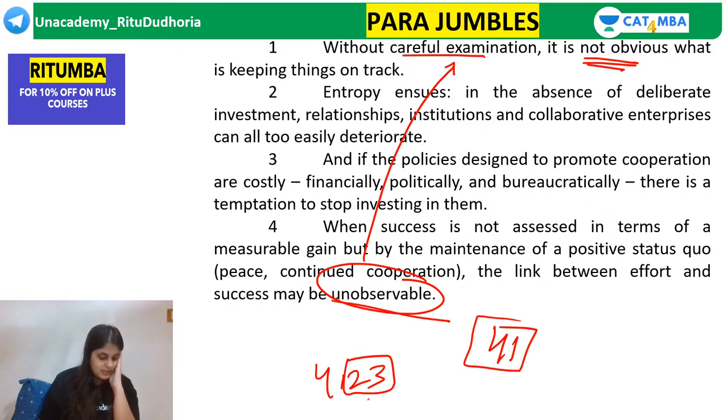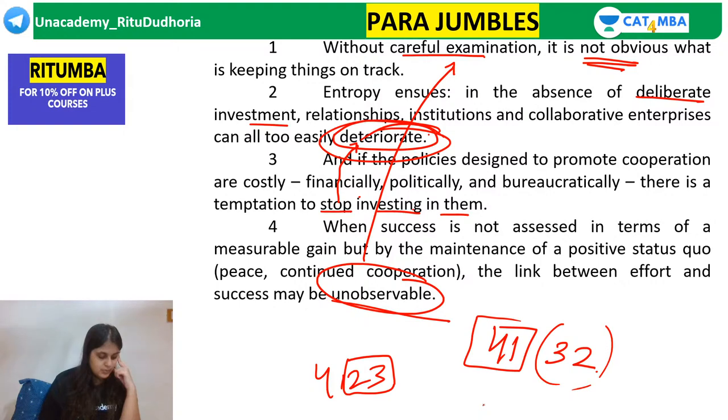My only problem is with 2, 3. Good, Amresh. See, guys, people will stop investing in them. Only if people stop investing in them, only then it will deteriorate. Now, cause and effect, shouldn't it be 3-2? Yes or no? Shouldn't it be 3-2, guys? See, if policies designed to promote cooperation are costly, there is a temptation to stop investing in them. If you stop investing in them, in the absence of this investment, all of this can deteriorate. So cause and then effect. So that is why your answer option becomes 3-2.